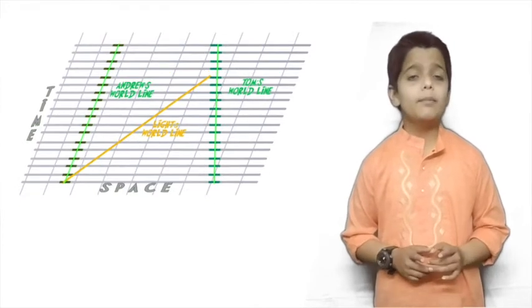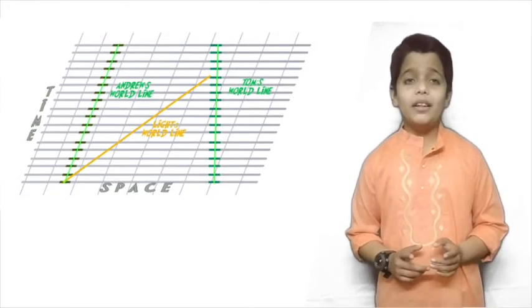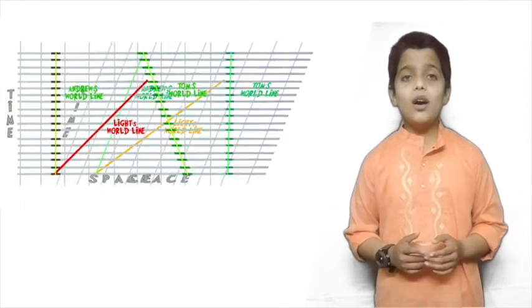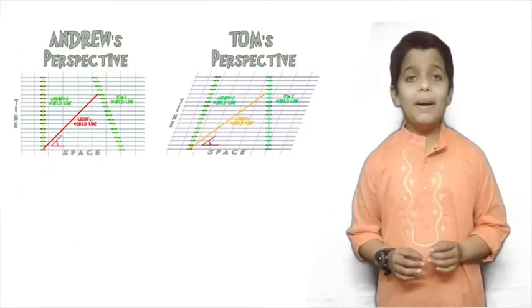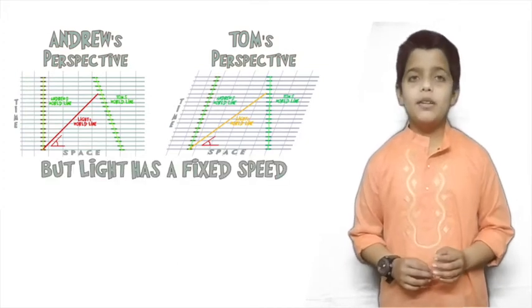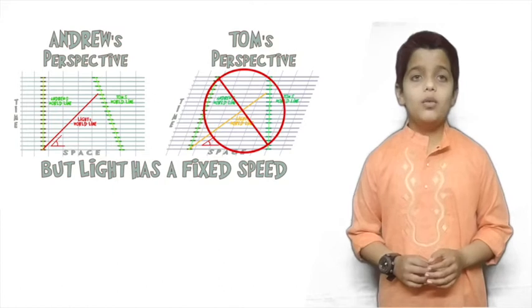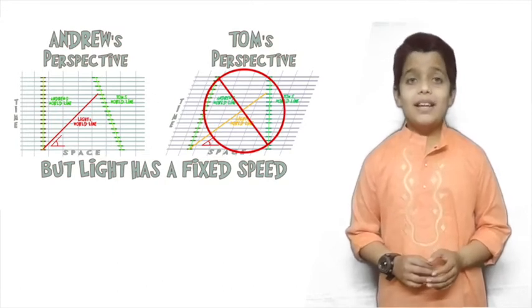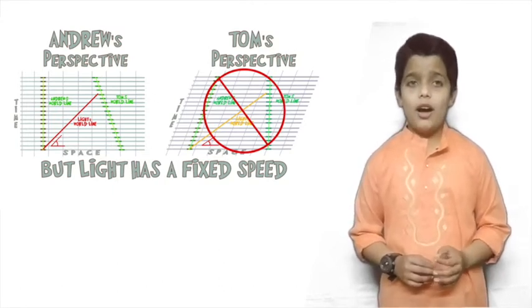We showed how to get Tom's perspective, moving all the panels along a bit until his world line is completely vertical. But look carefully at the light's world line. The rearrangement of the panels means it's now tilted over too far. Tom measured light traveling faster than Andrew would. But every experiment we've ever done, and we've tried very hard, says that everyone measures light to have a fixed speed. So let's start again.